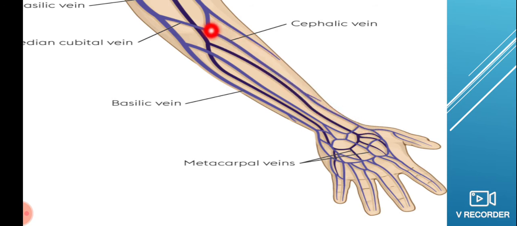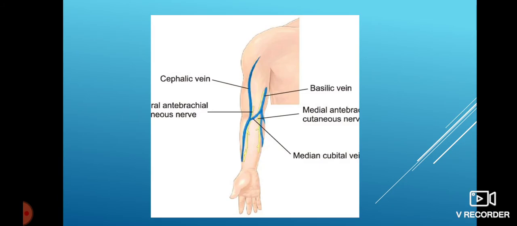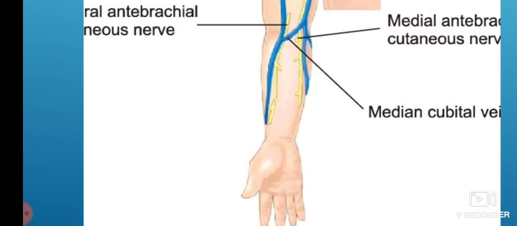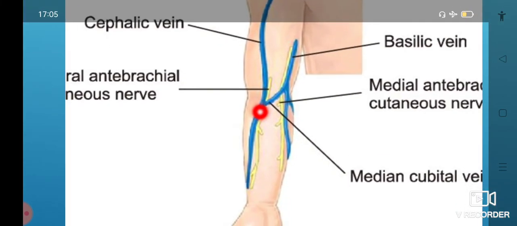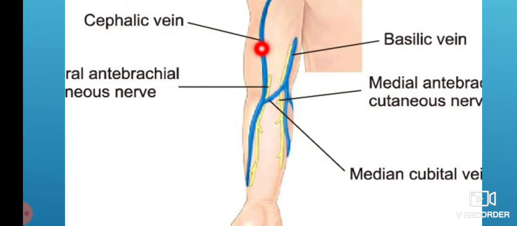So both the cephalic and basilic veins are formed from the medial side and lateral side of the dorsal venous arch. And these two veins pass through the upper limb. Here this is the lateral side, so this is the cephalic vein; this is the medial side, so this is the basilic vein. The cephalic vein, after arising from the lateral side of the dorsal venous arch, passes upwards along the lateral side of the forearm and reaches the cubital fossa. Then it passes along the lateral side of the arm.